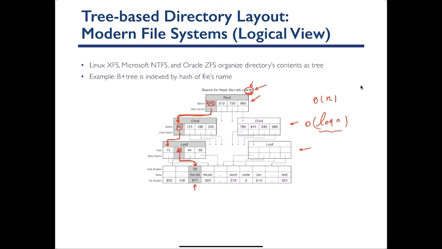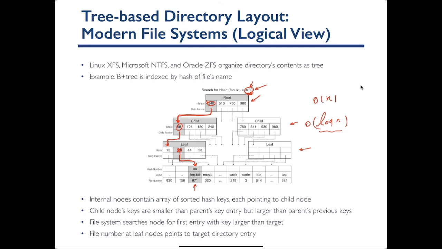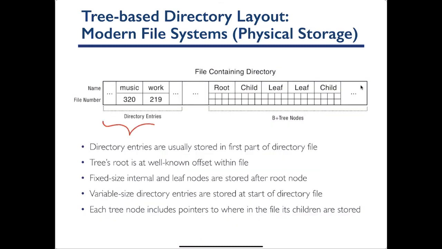Now, how do we store this tree structure in a file? One way you could do it: the first part is similar to the linked list implementation. You have just your pairs of file name and number, you put them one after another, so you just list them. So this one is the same as the flat implementation.